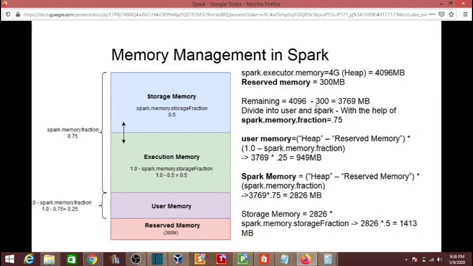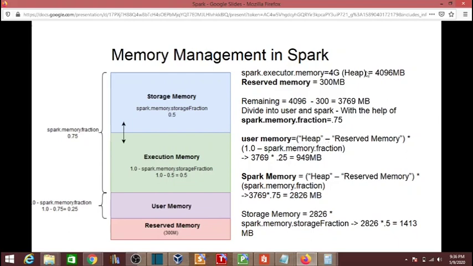Now when I subtract 300 from 4096, the remaining will be 3796 MB. Now this 3796 MB will be divided into 2 parts. One part will be the Spark memory and another part is the user memory. So now what is the user memory?